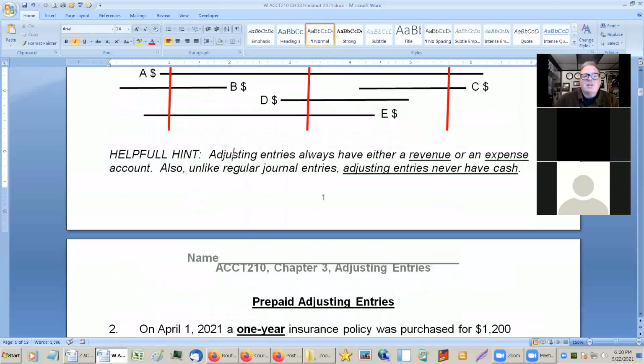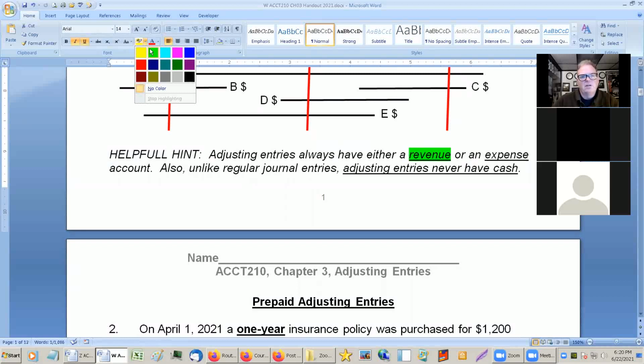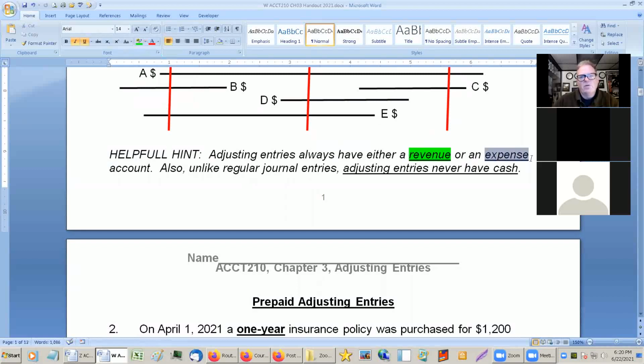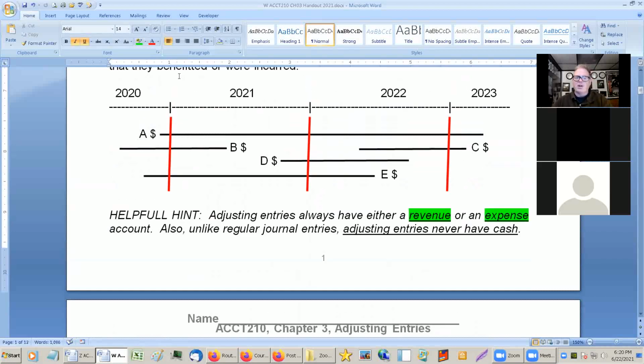Okay, now these adjusting entries, and we'll come back to this when you'll see this when we do it. They always have a revenue or an expense in them. So the journal entries will always have a revenue or expense. We're trying to get the revenues and expenses in the correct period. That's the whole idea. So they'll always have a revenue and an expense.